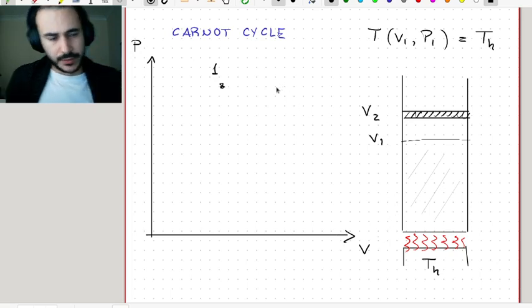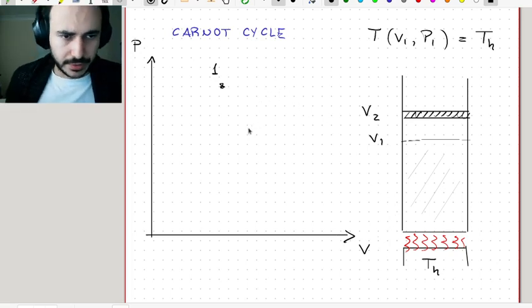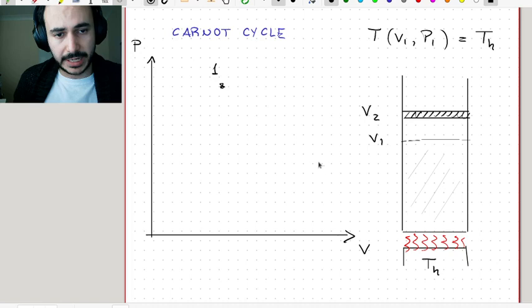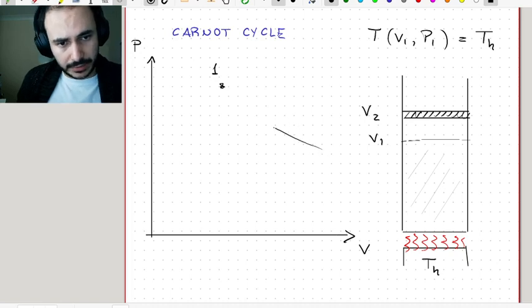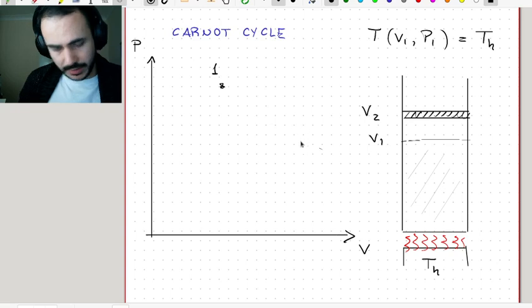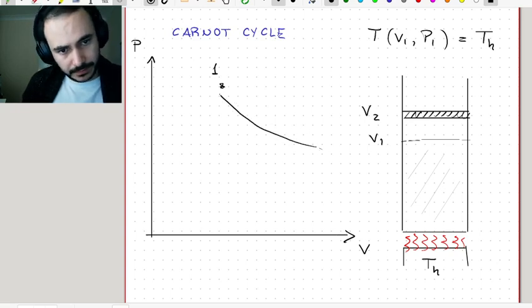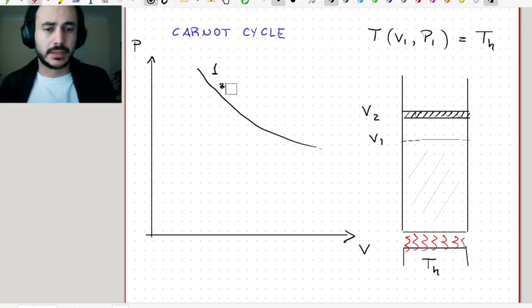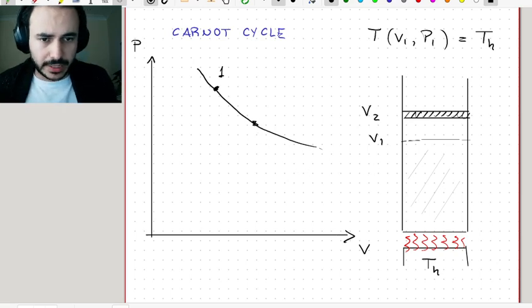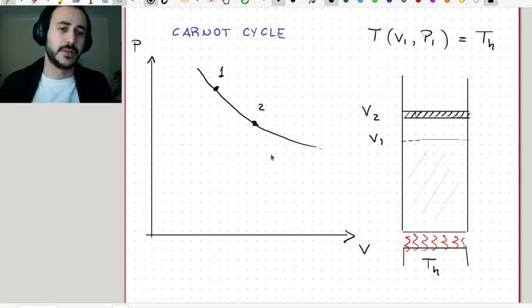So if you want to draw this in the VP representation, what you're doing is following an isotherm, and remember that isotherms were like equilateral hyperbolas, like that. It doesn't look very well. Let me try to do it a bit better. Something like that. And of course it has to pass through one somehow. So you do that and you end up having a larger volume, V2. So you are sitting in another equilibrium state somewhere there.